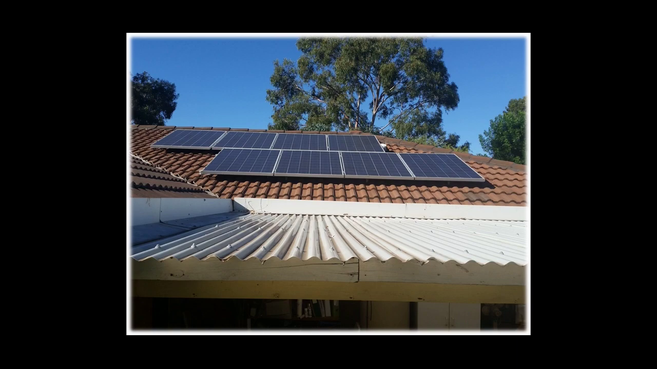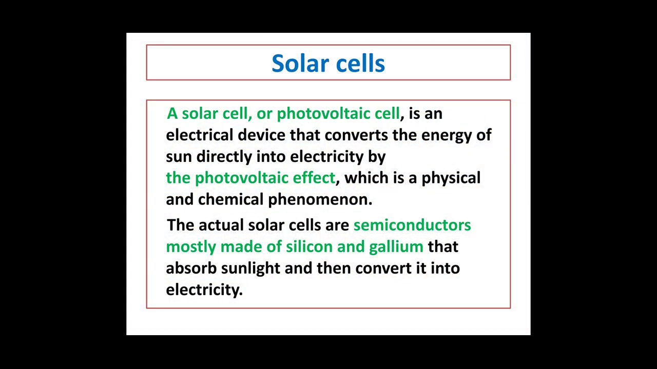This is a picture of a solar cell, a solar panel. Here you can see on the rooftop it is put. There are several types of appliances that are based on harnessing of solar energy. So it is actually used according to the requirement. Now the first one is the solar cell.